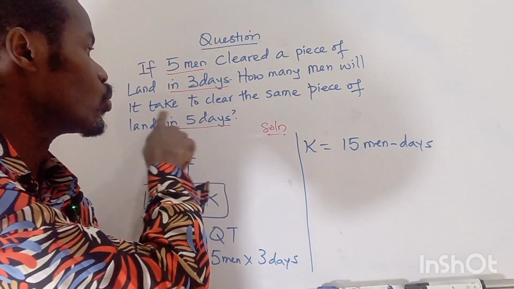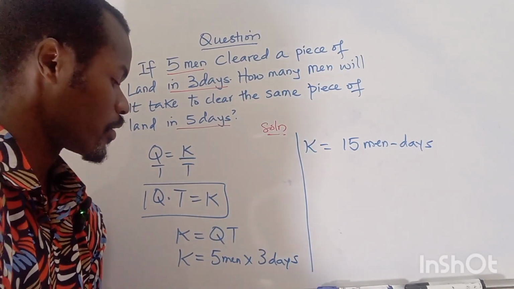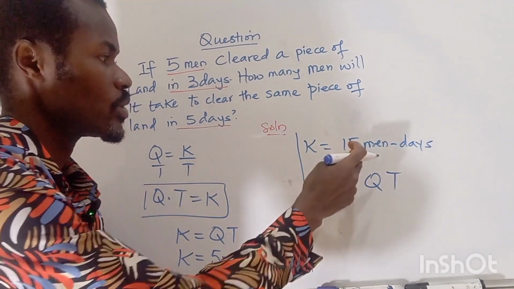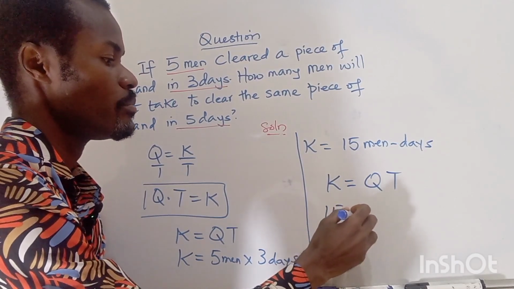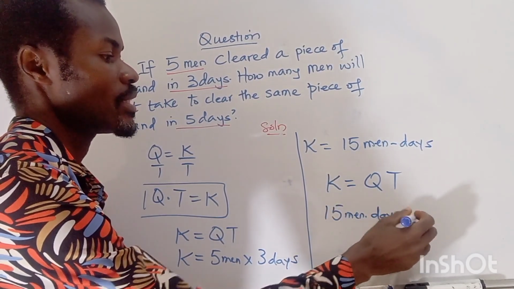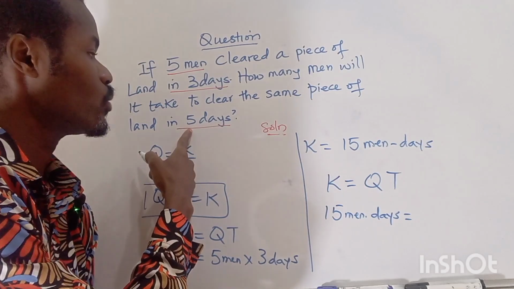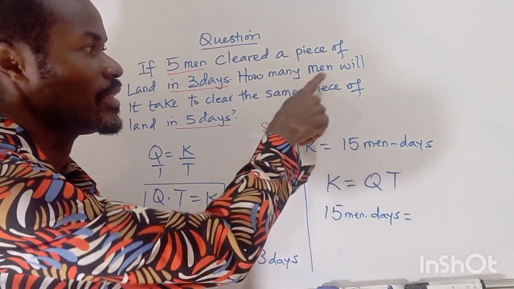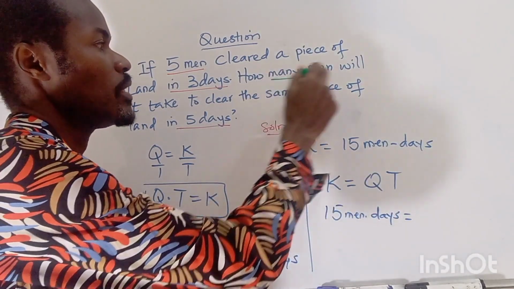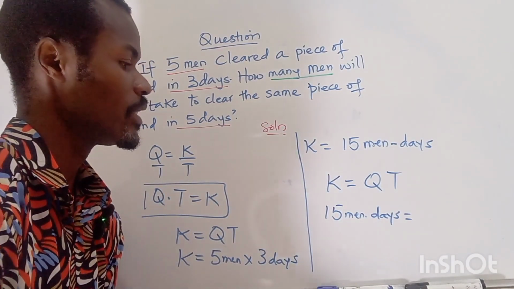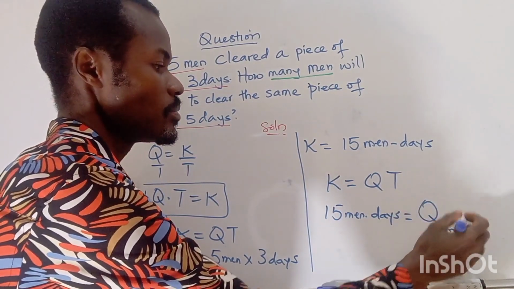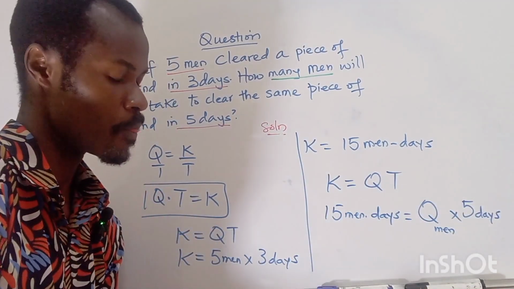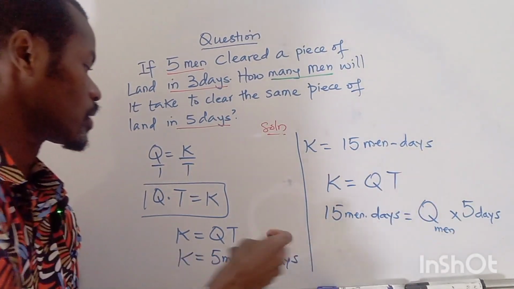The question says, how many men will it take to clear the same piece of land in 5 days? Remember, our constant is equal to Q multiplied by T. So we substitute the constant as 15 men days, which equals the quantity times the time. For this other part, we are given 5 days, which is the time. But the quantity of men we are asked to find. We don't know the quantity of men, times we're given the time, which is 5 days.